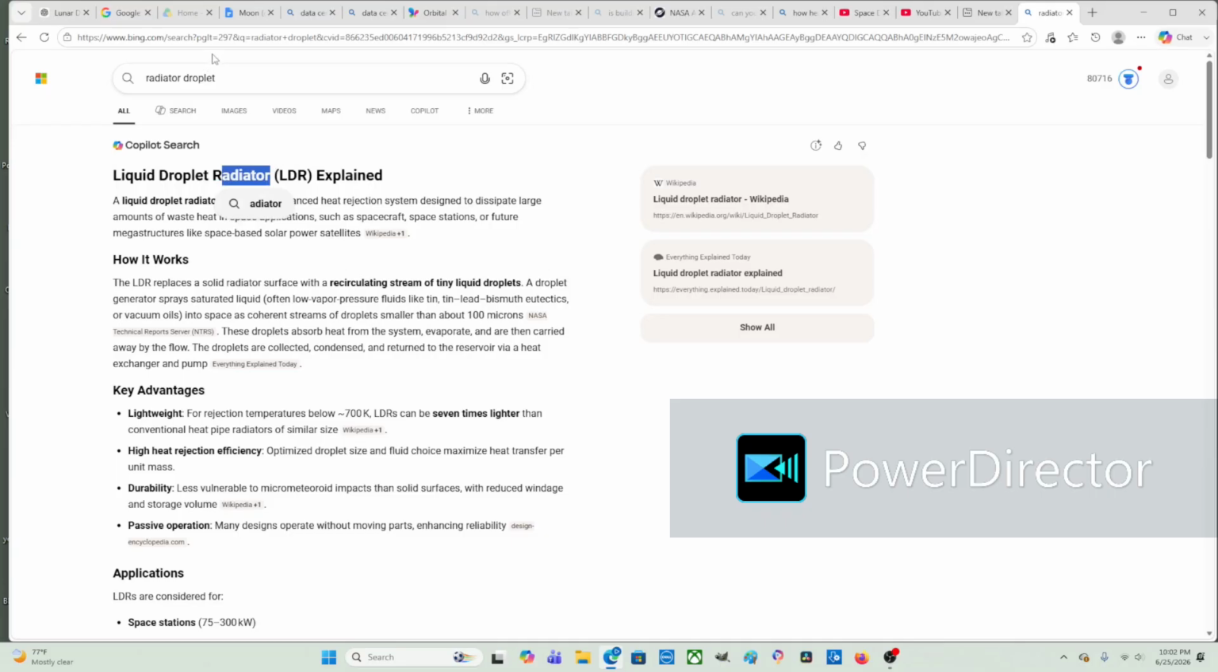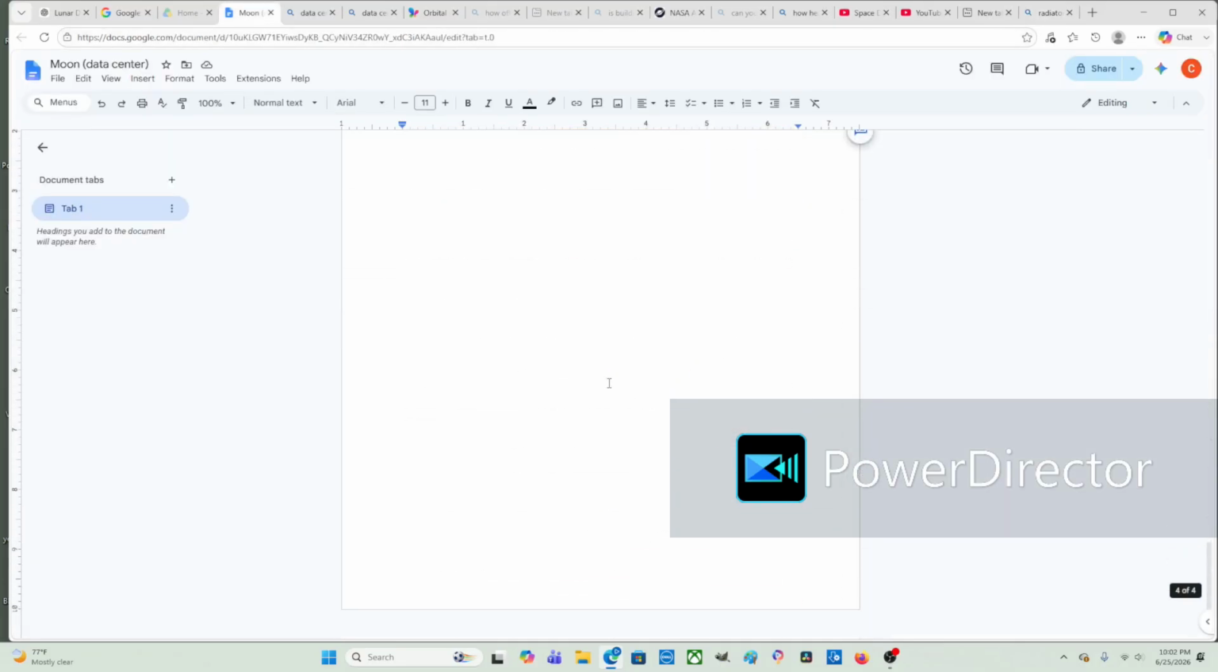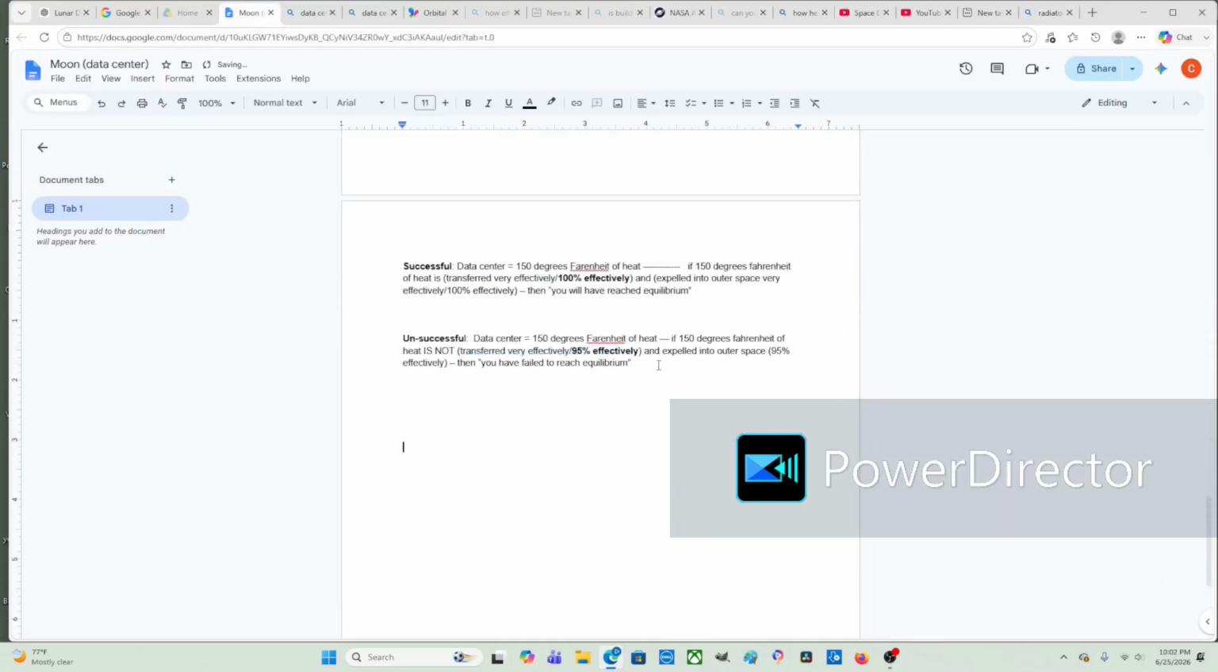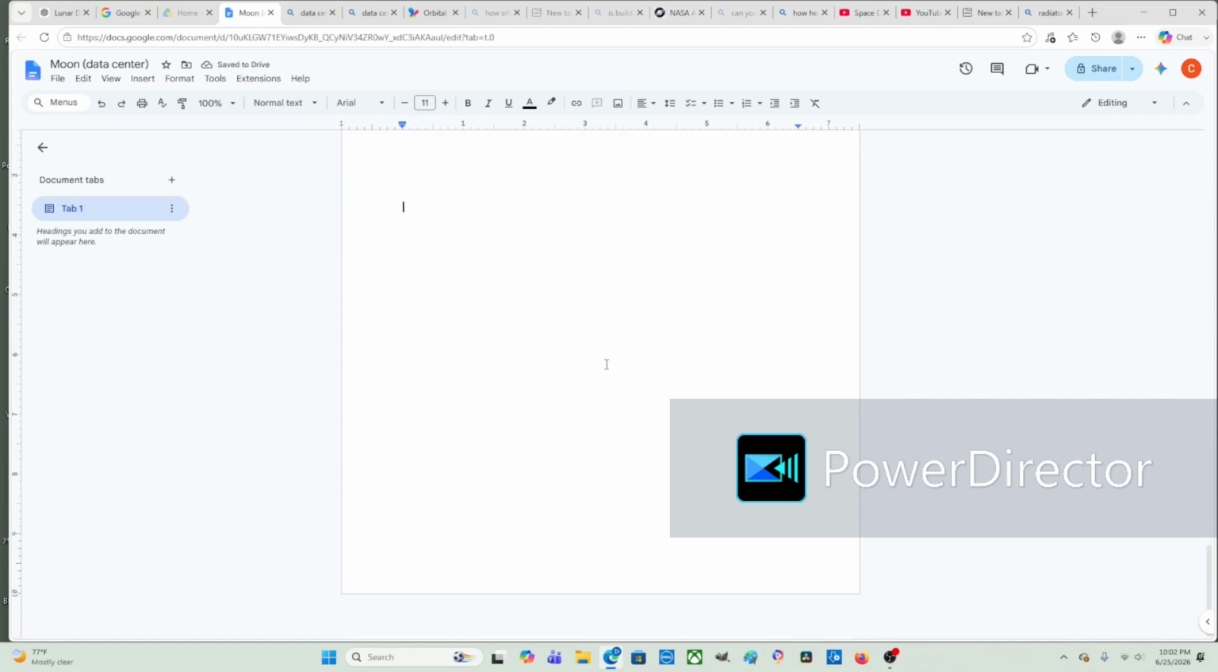So for instance, ChatGPT provided an example saying that a traditional radiator that is 300K, or I guess 300 kelvins, in terms of the radiator size, it said something like 2 kilometers squared to 3 kilometers squared in size.